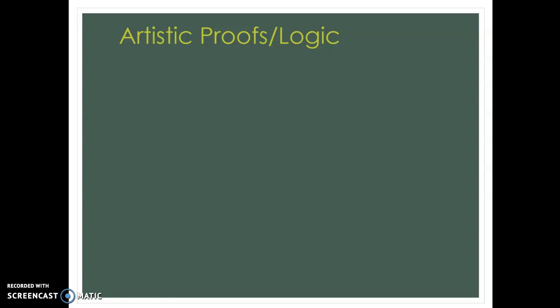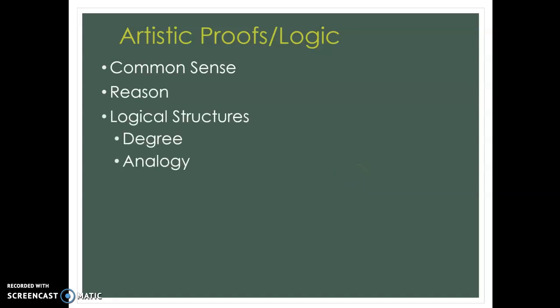like studies and things like that, from the previous screen. Okay, so some ways that we can use artistic proofs are, gosh darn it, I did it again. Okay, so common sense and reason appeal to logic, right? It just makes sense. So when you make sense, of course, that appeals to the reader's logical brain.